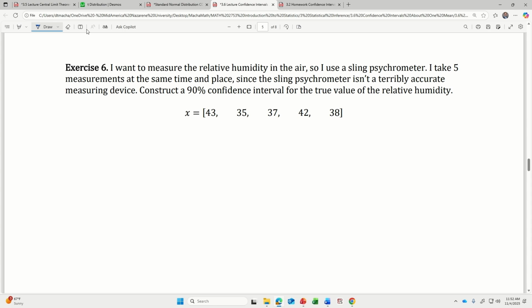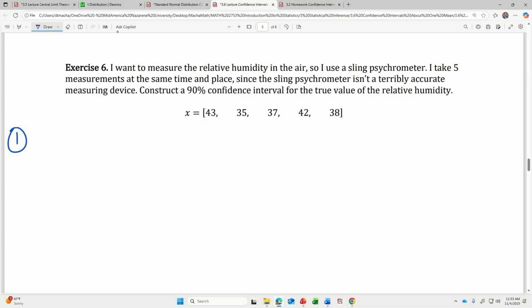All right, so let's do an example. I want to measure the relative humidity in the air, so I use a sling psychrometer. I take 5 measurements at the same time in the same place. Since the sling psychrometer isn't a terribly accurate measuring device, construct a 90% confidence interval for the true value of the relative humidity. So this is a lot of work, but this is what we're going to do.